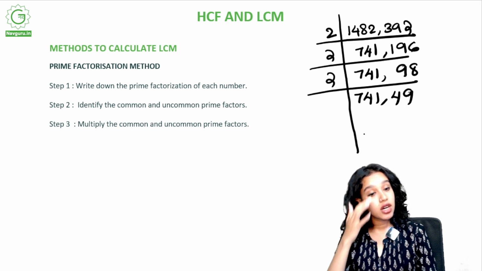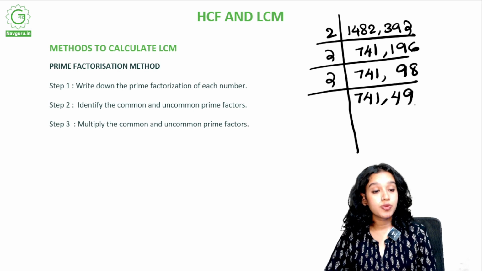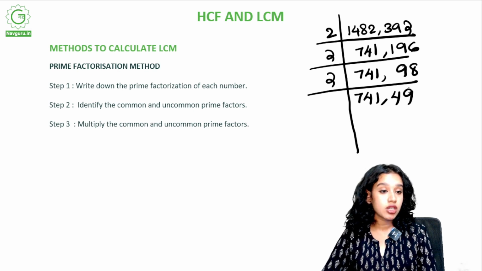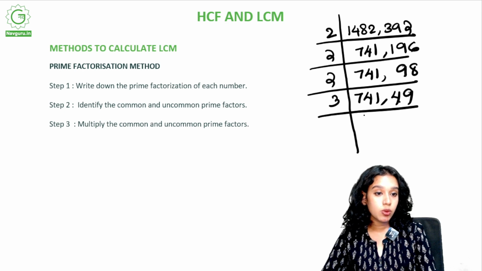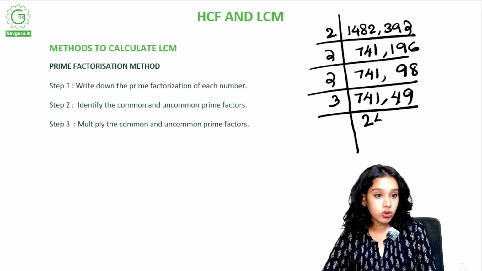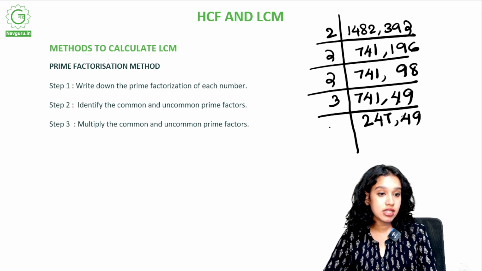Now, both of these numbers are not divisible by 2. Now, is it divisible by 3? 9 plus 4 is 13, which is not a multiple of 3, so 49 is not divisible by 3. Now, 7 plus 4 is 11 and 11 plus 1 is 12. So, 12 is a multiple of 3, so 741 can be divided by 3. We have 3 2s are 6, 3 4s are 12 and 3 7s are 21, so we get 247. We have 49 as it is.